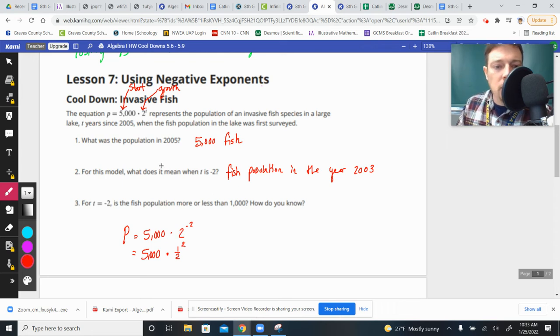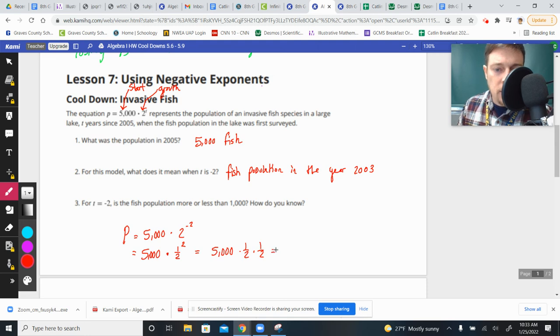And it makes sense since the population is doubling every year moving forward. Going backwards as years go back, it makes sense that they do the opposite of doubling, which is cutting themselves in half. So we would take 5,000, multiply it by half twice. So that would look like this: 5,000 times a half times a half.